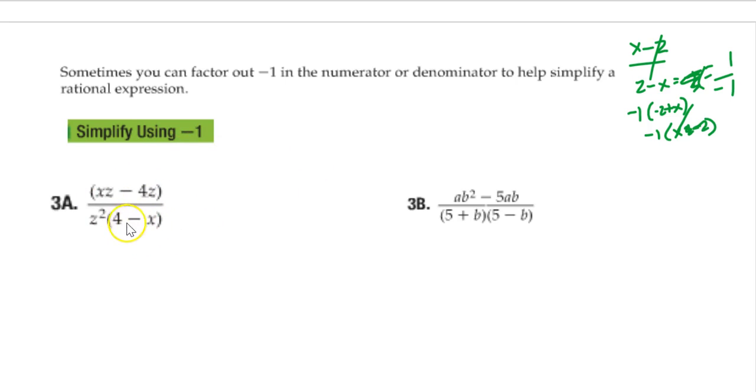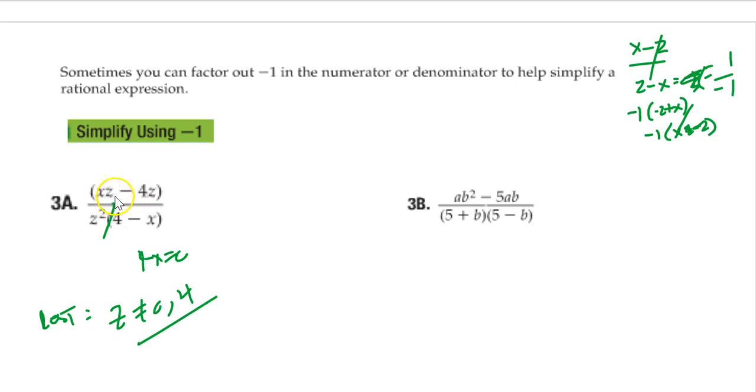Now, let's do proper etiquette. I should find my restriction first. So z cannot equal 0 from here, because there's nothing there. Set equal to 0, square root it. This one, set equal to 0. Add x to both sides, and you get 4. So those are my restrictions.